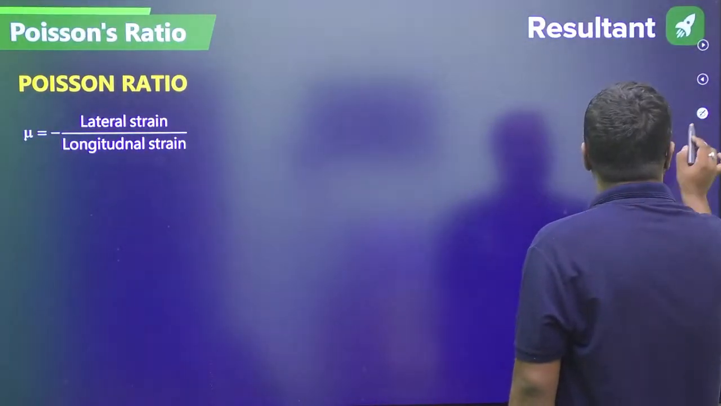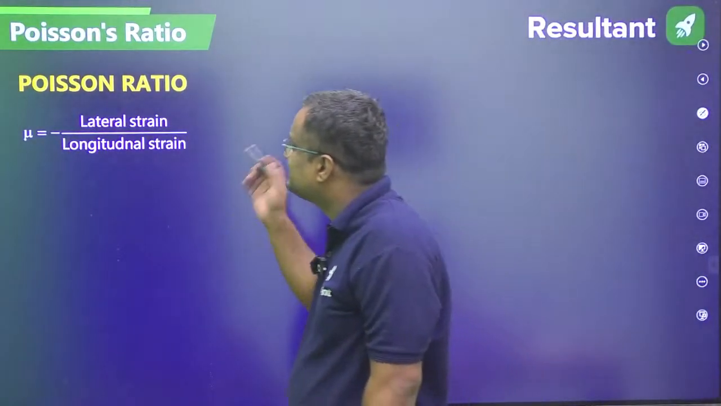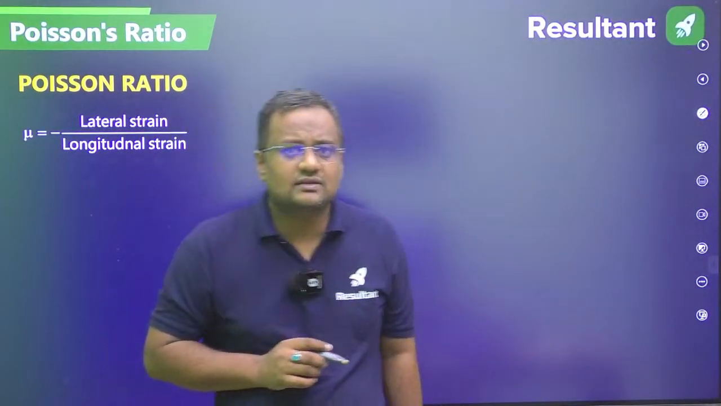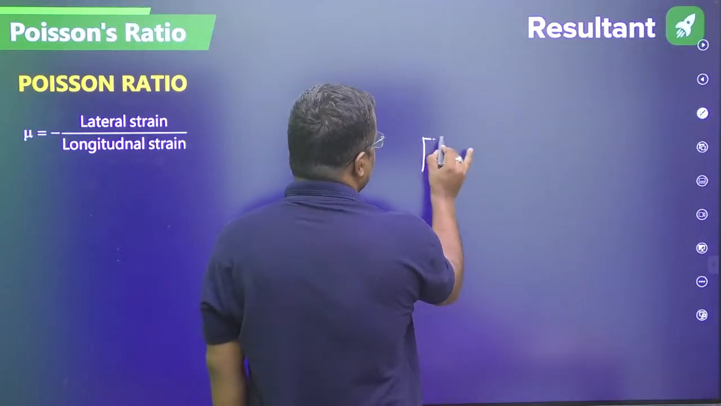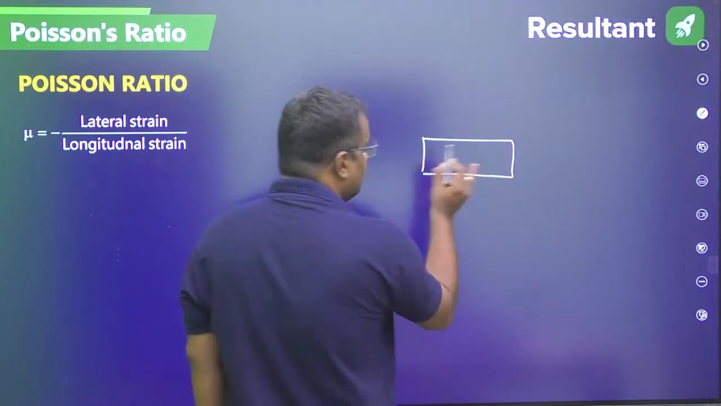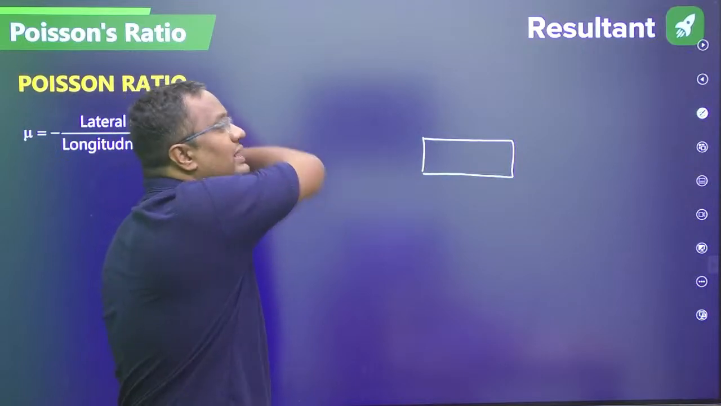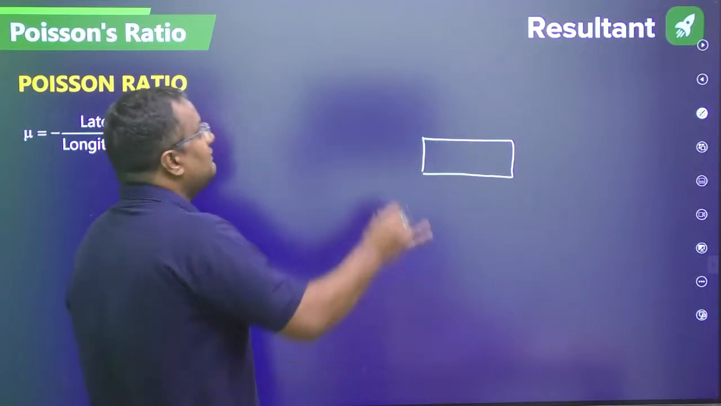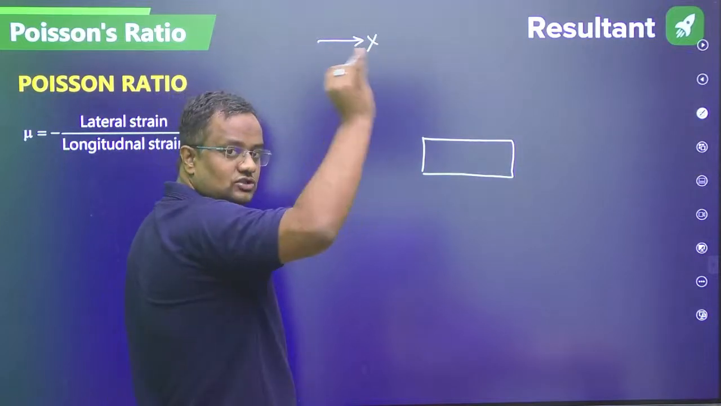Okay, sir, now what is mu, sir? It is minus lateral strain by longitudinal strain. What is this, sir? Poisson ratio. Let me tell you, guys. Suppose this is a body. Before going further, to make you understand the Poisson ratio, let me tell you whatever things I will be doing here, every time in this whole class I will be taking this x.